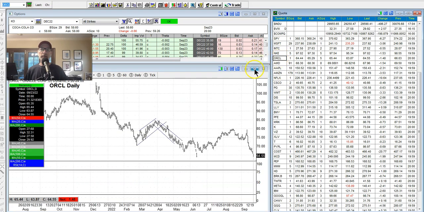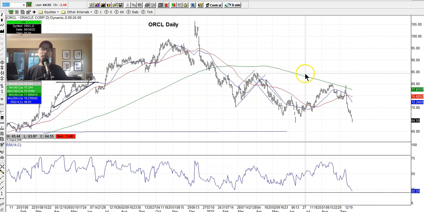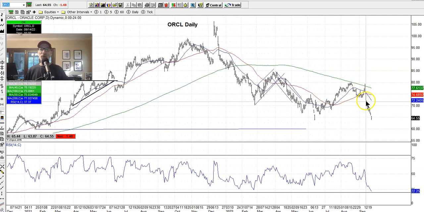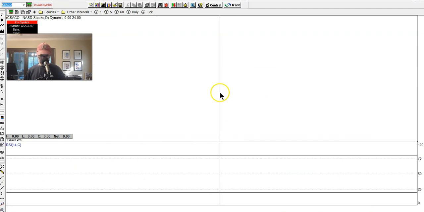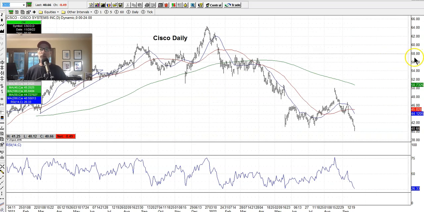Oracle is getting beat down. I'm going to keep an eye on this one too, because eventually some stocks get too cheap. Some really quality companies get so cheap that you may want to nibble a little bit. Oracle is one of those as well. We have a play on Cisco, not Casco, Cisco. Here's Cisco Systems right here. We had a roll of a trade this week.